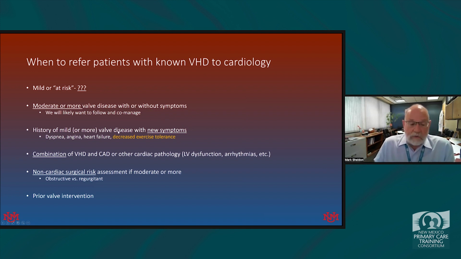Anybody with mild or more severe disease and new symptoms, and by that I mean some of the classic symptoms are dyspnea, angina, certainly with aortic stenosis. You may not get that with mitral valve disease, heart failure symptoms.